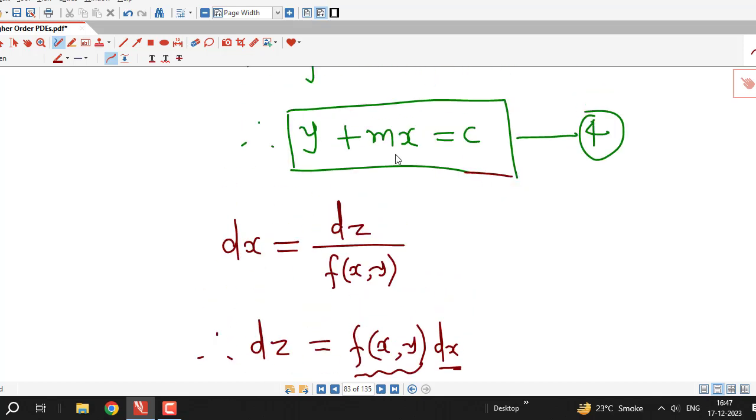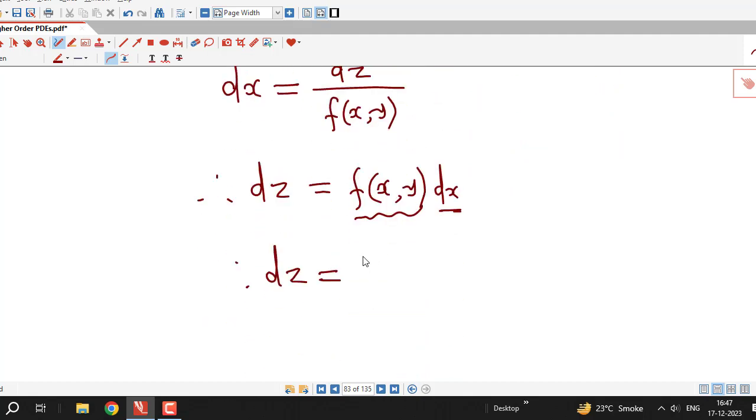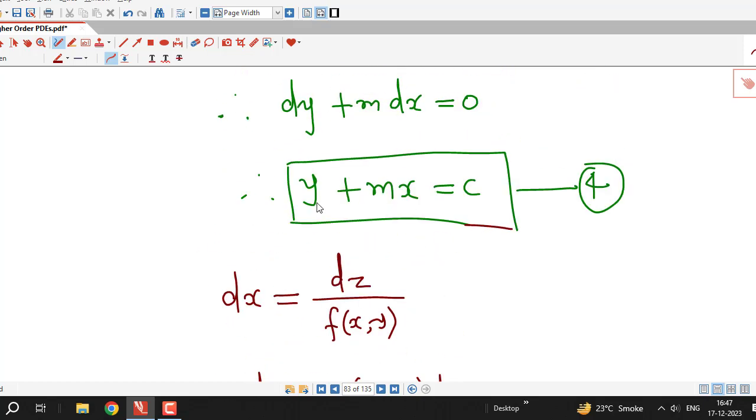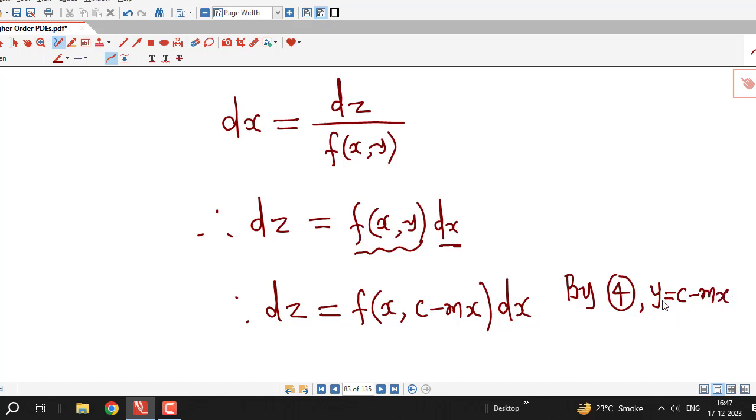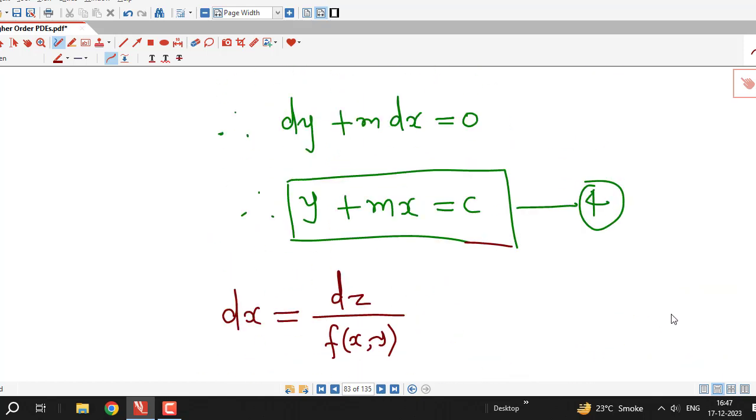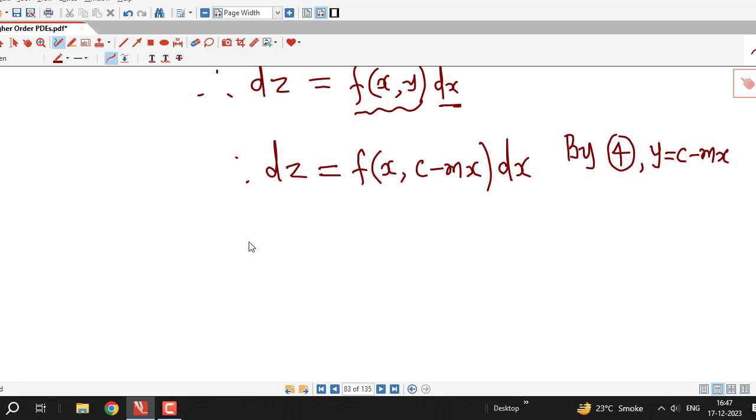From equation number 4 we can replace y by c minus mx. Suppose I use this first solution. So here I find that y equals c minus mx, so that I am writing here f(x, c minus mx) dx. By equation number 4, y is c minus mx, so we are using that c is equal to y plus mx. So now this is separable.